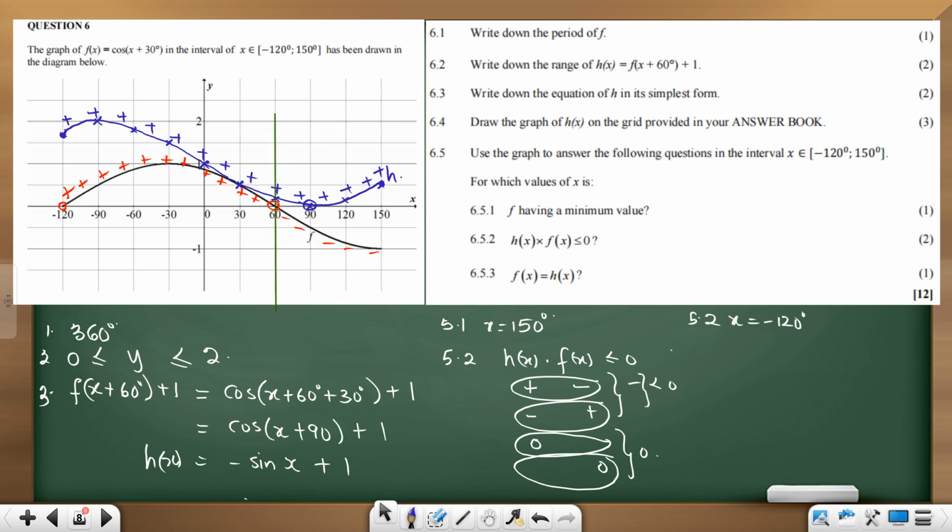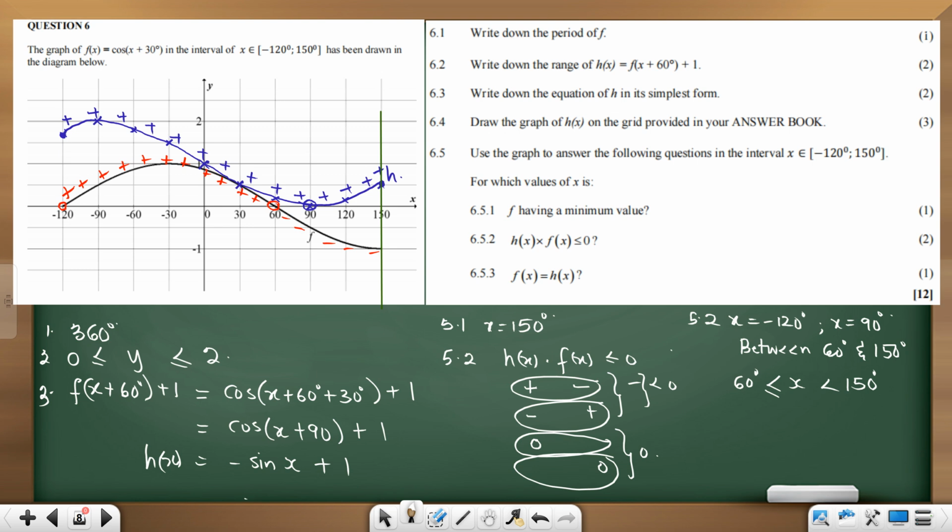Oh, so between 60 and 150. Between, don't forget, between 60 and 150. So I'll come and say that between 60 and, but we notice that at 60 we have a 0, so 60 is there. Then at 90, I can just write that out. At 90 again.